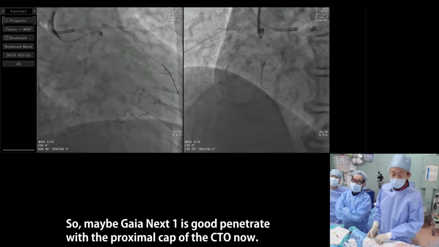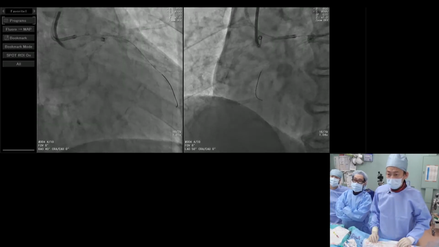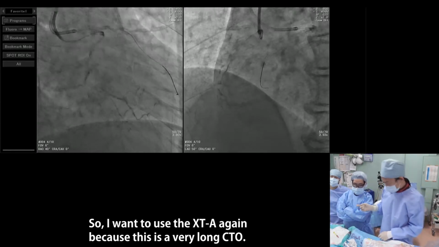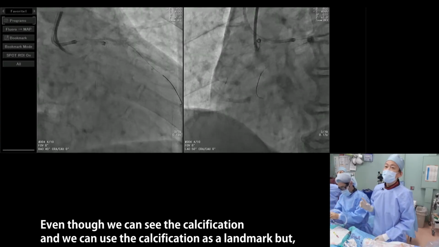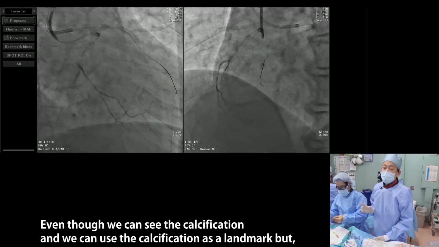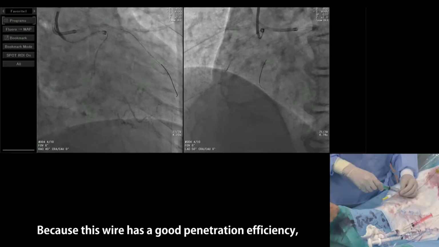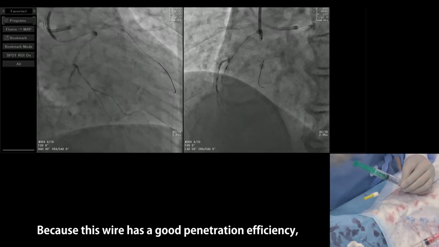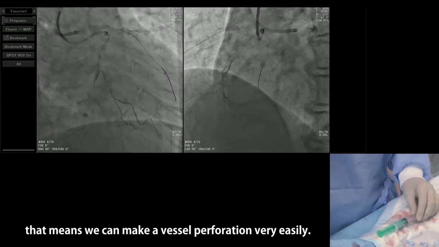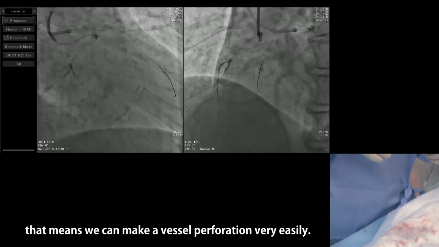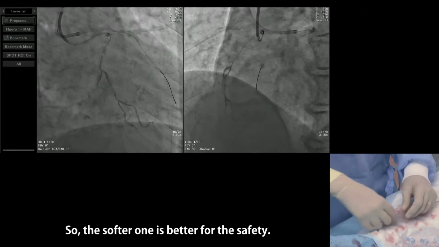So maybe the next one could penetrate the proximal cap of the CTO now. I want to use the XTA again, because this is a very long CTO. Even though we can see the calcification and use it as a landmark, in a long CTO a stiff guidewire is sometimes very risky, because this wire has a good penetration efficiency. That means we can make a vessel perforation very easily. So the softer one is better for safety.